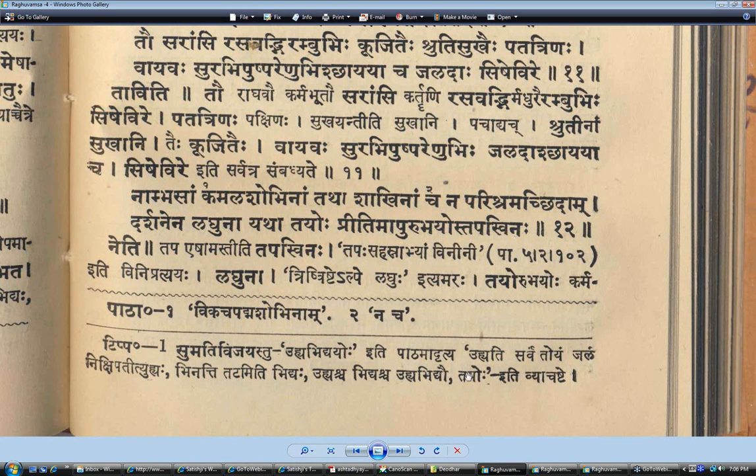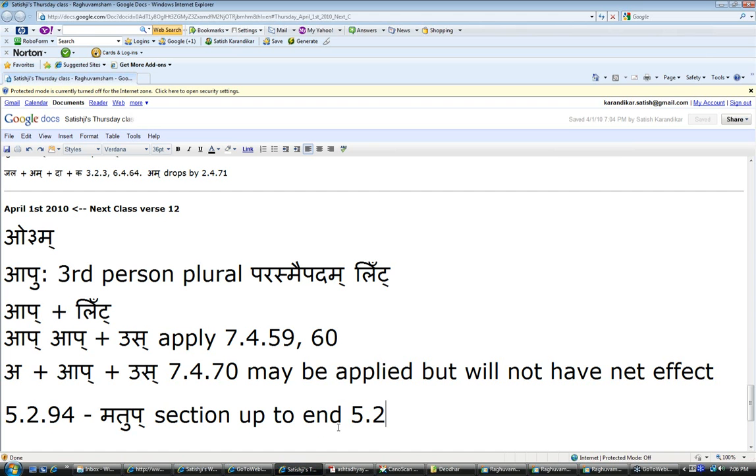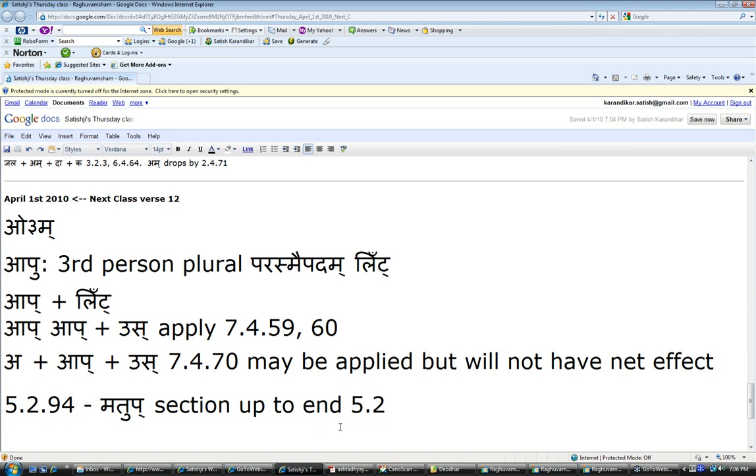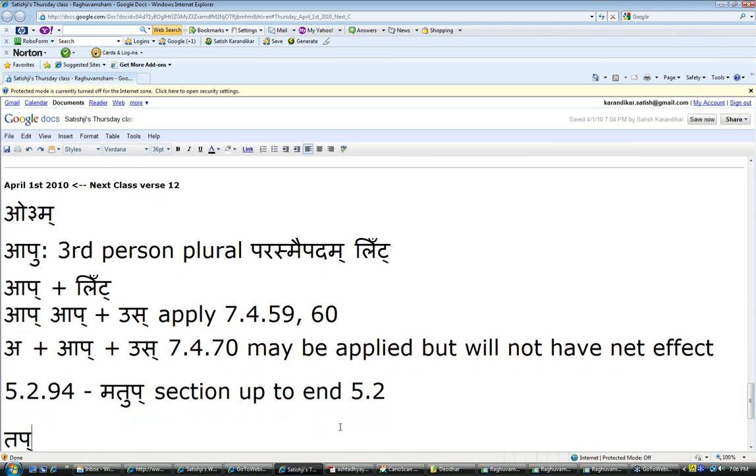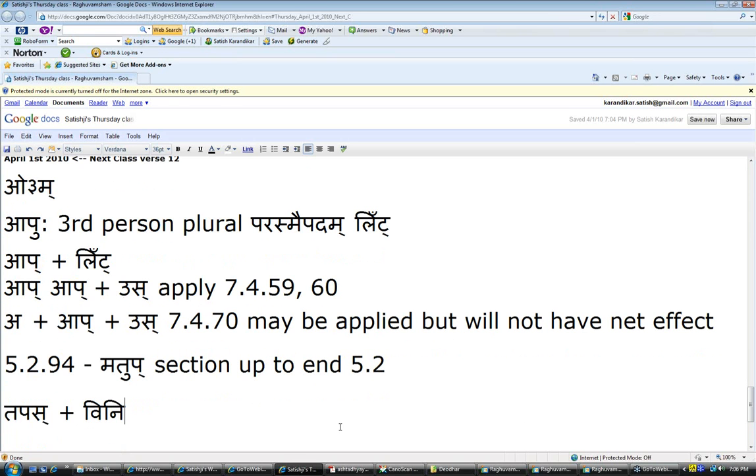So he starts, because we start from 5.2.94, and he's giving us the pratyaya vini. Vini means the ending is ini, with the vi being an it by upadesha. So the pratyaya that we are being given right now is after tapas. So we have tapas plus vini. Vini is a pratyaya. So let us go to 5.2.102 and see what the vritti is.